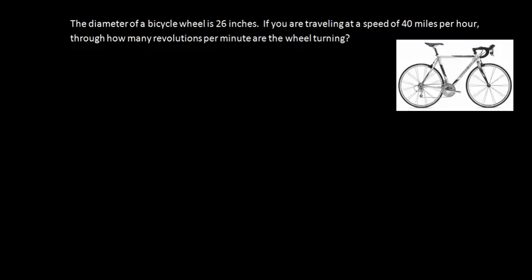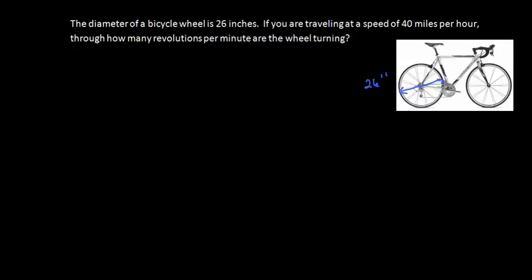Okay, so in this problem we have a bicycle wheel and it's 26 inches in diameter. That means across the wheel from here to here, that length right there is 26 inches. Now the question asks, if you're traveling at 40 miles per hour, how many revolutions every minute does the wheel spin? So basically, how many times does the wheel turn every minute?